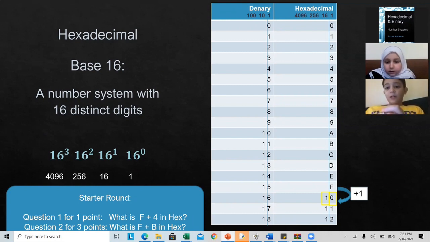So I have to do it in hex. Yeah, so we're just continuing in hex. F is 15, plus 4. And how much is that?